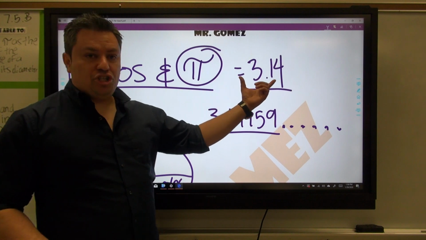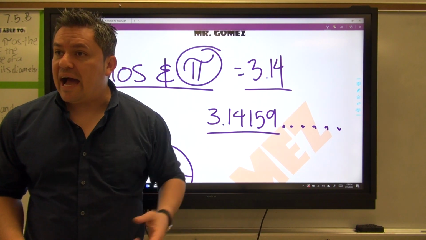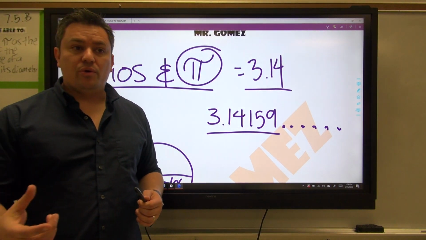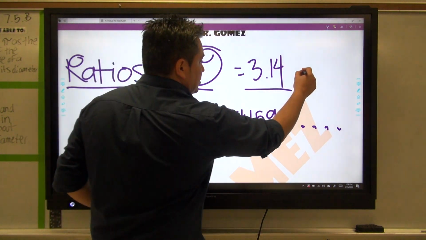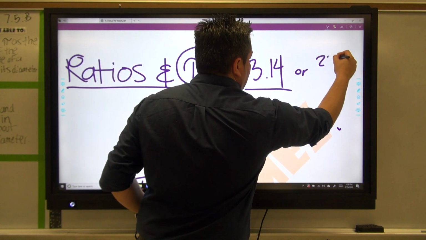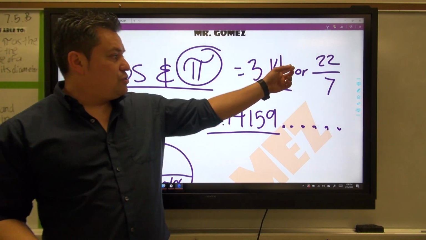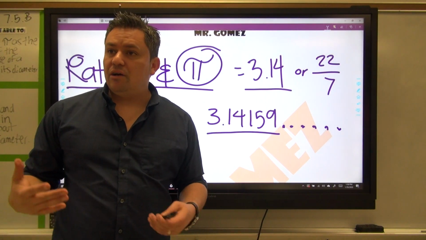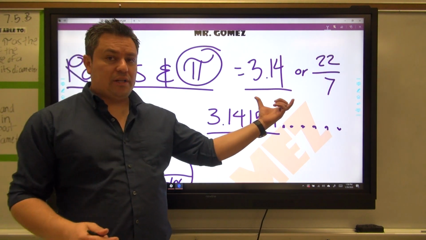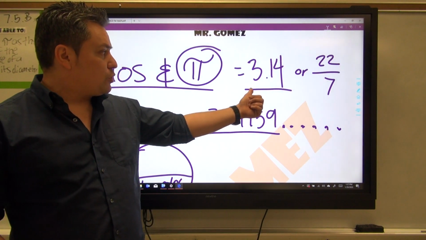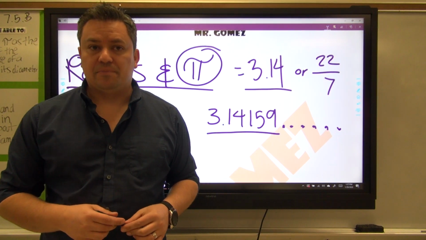Now, the other version that you can see, and that you'll be asked to use, is in the form of a fraction, 22/7. So depending on what they're asking for, that's the one that you're going to use. You're either going to use 3.14 or 22/7.